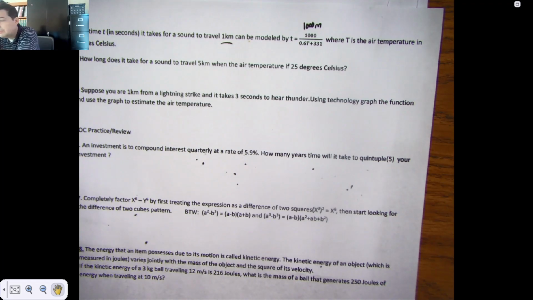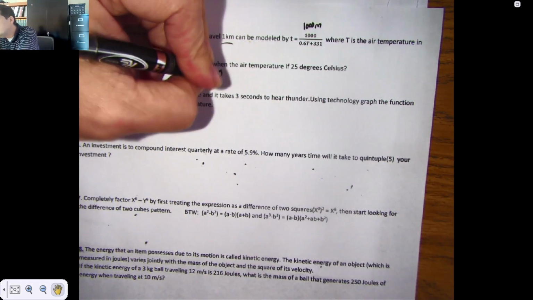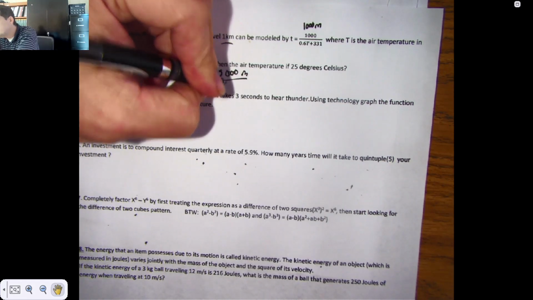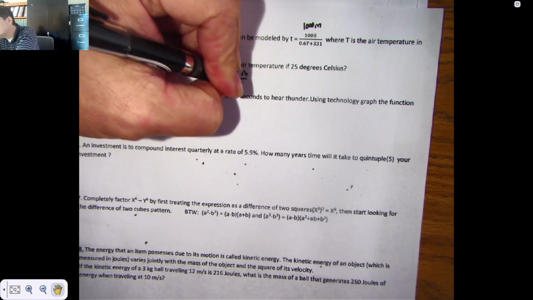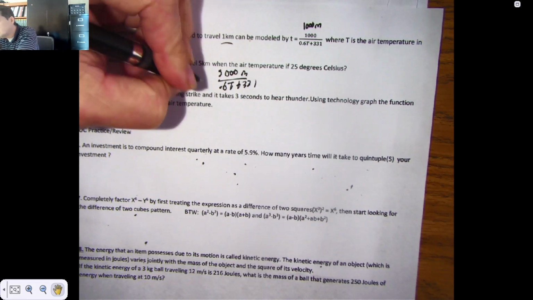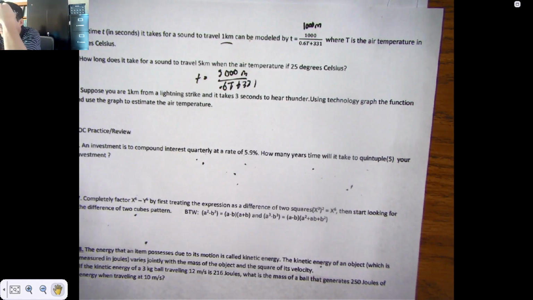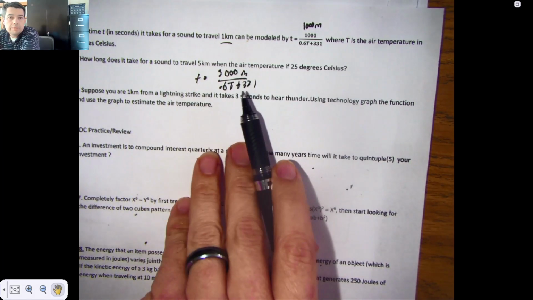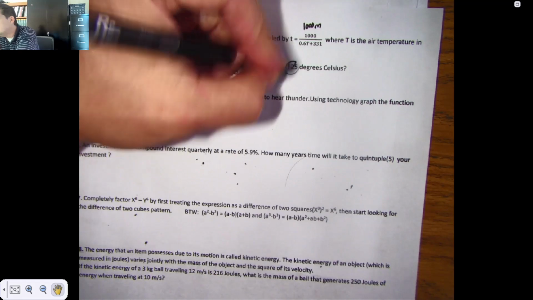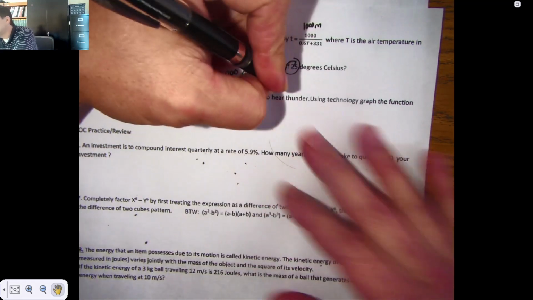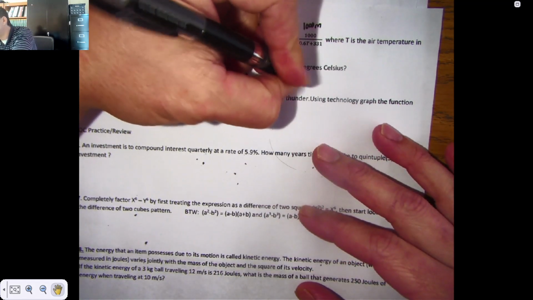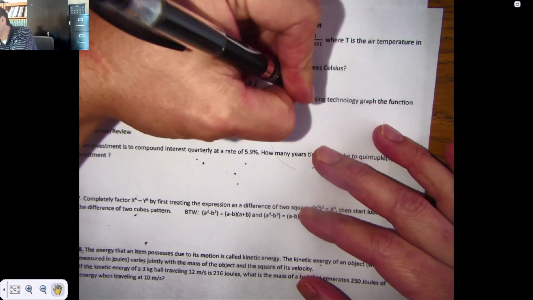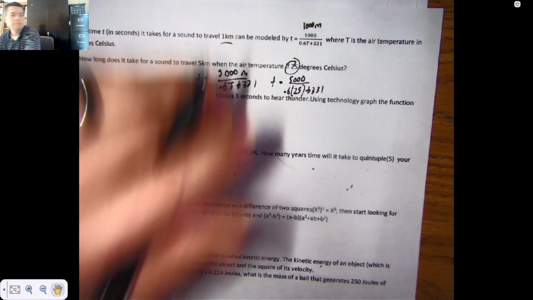Well, if you want to know about 5 kilometers, you change the top to 5,000, understood, meters. So little t for time is that. It says big T is the air temperature in Celsius. So all I've got to do is plug in a 25. So time is 5,000 over 0.6 times 25 plus 331. And that's just button pushing, isn't it?